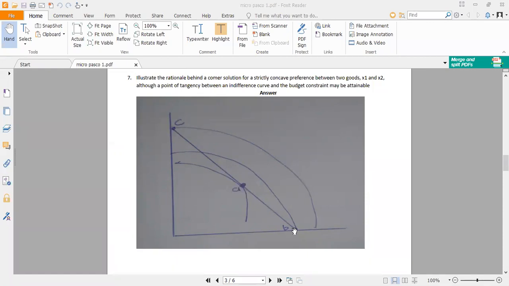But between B and C, the person will go for C because C is also on a higher indifference curve as compared to B. So for this case, per this diagram, if the person wants to maximize the level of satisfaction, then he has to buy only good Y, just buy Y, don't buy any unit of X at all. That is what the corner solution brings. I hope that's better.